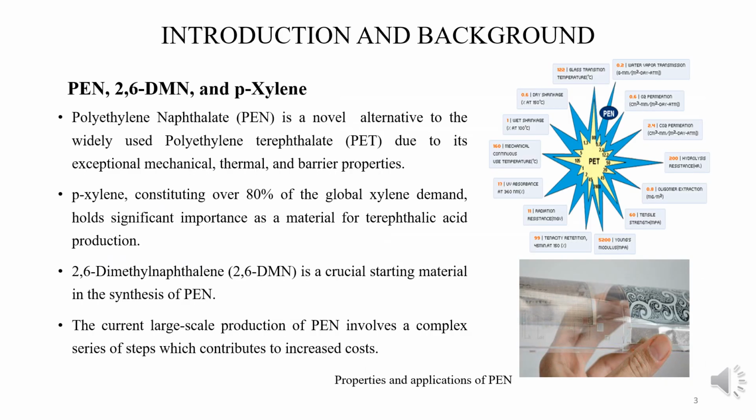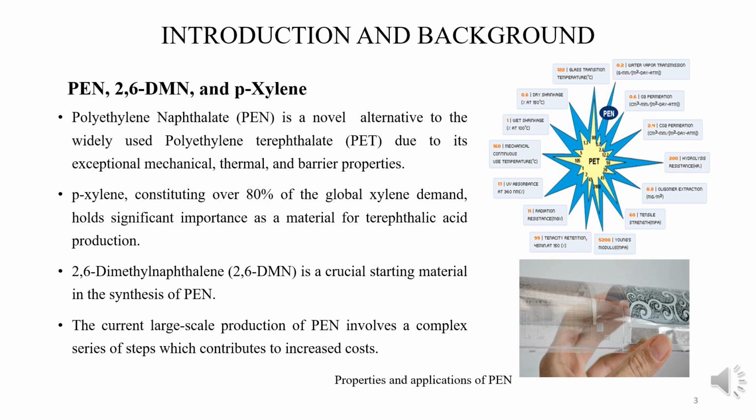Let's start with a brief background of our research. Plastics, as we all know, have become an indispensable part of our modern society. Polyethylene naphthalate, or PEN, has emerged as a promising alternative to the widely used polyethylene terephthalate. It has exceptional mechanical, thermal, and barrier properties, which makes it a material of great interest in several applications.